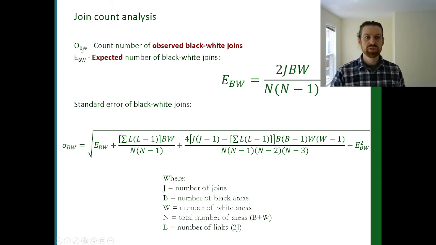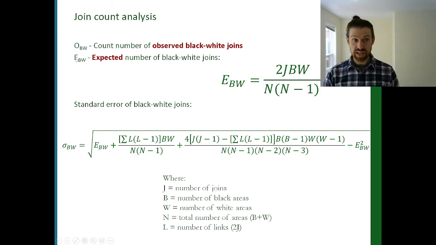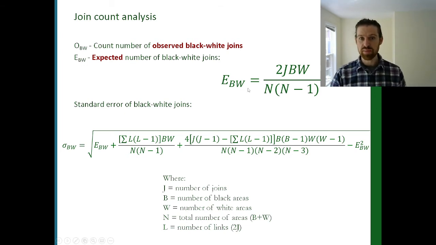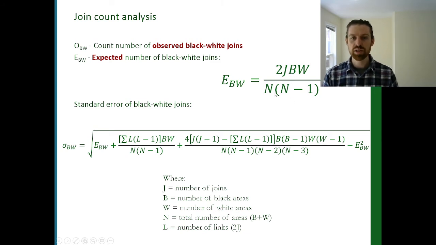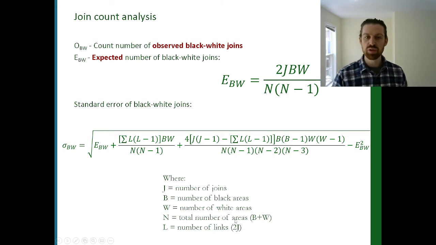So the observed join count here is OB, the count number, and the expected join count is this EB value. To get the EB value, we need 2 multiplied by J, which is the number of total joins, multiplied by the number of black joins, number of white joins to get the numerator, and then we divide by the number of samples that we've got, so the total number of areas multiplied by the number of degrees of freedom for the total number of areas. So that's how we get this EB value.